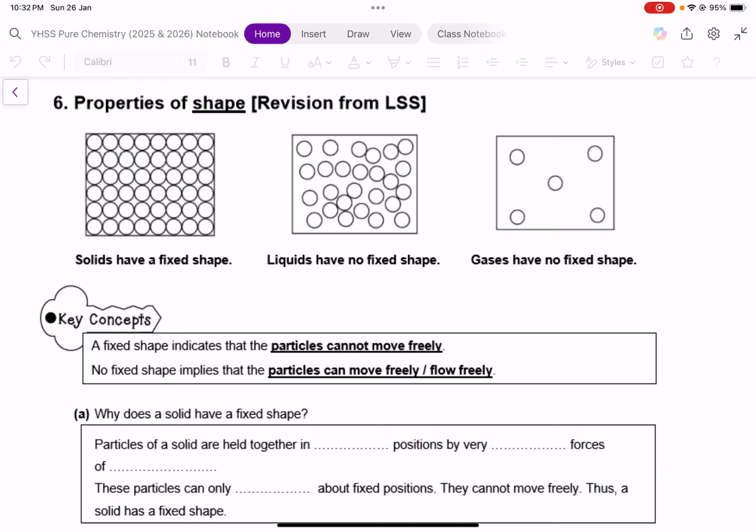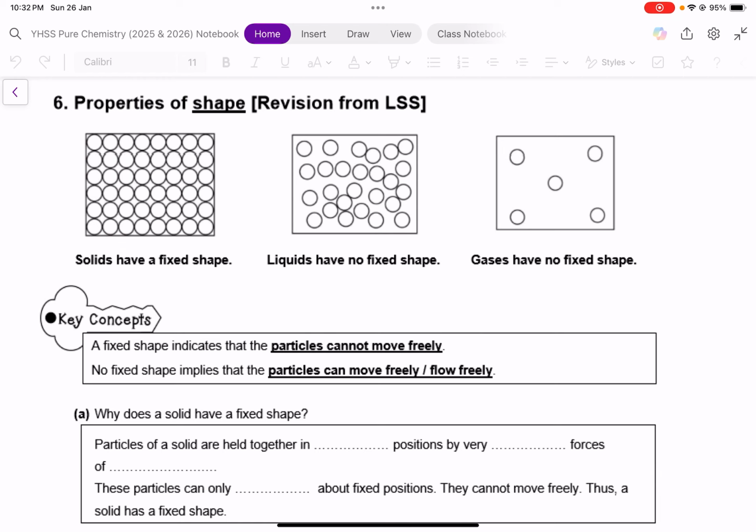So in Lecture 1, we looked at the arrangement and the movement of particles in the three states of matter, and we also looked at evidence that proved the kinetic particle theory, including Brownian motion, diffusion, as well as other pieces of evidence that allowed us to conclude that matter was made up of small discrete particles, and these small discrete particles are in constant random motion.